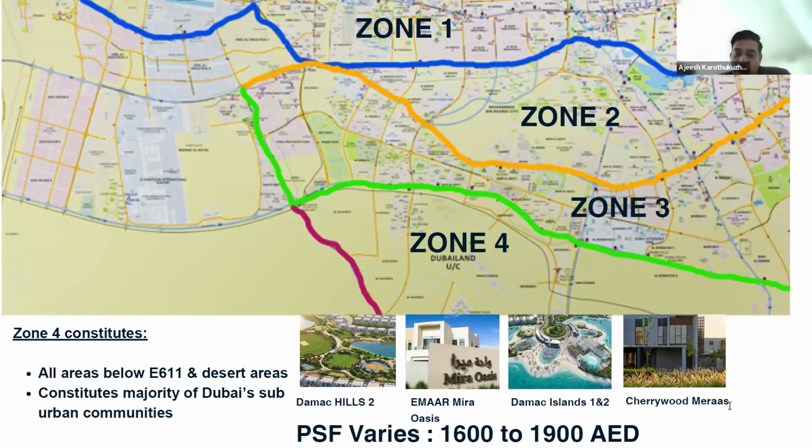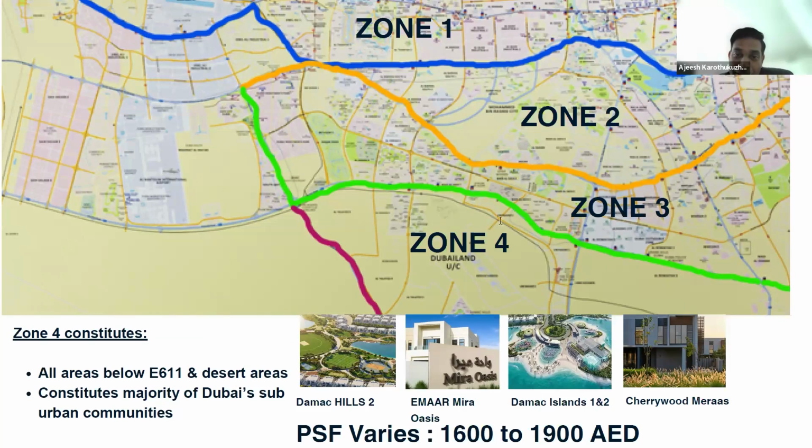And when we talk about investment, this will be a good area for investment because of the lower PSF. And one good example is Damac Islands phase 1 and 2, where the PSF starts from 1,300 onwards. So the phase 2 units are still available. So it's a good opportunity for investment in these areas because of the lower PSF currently.